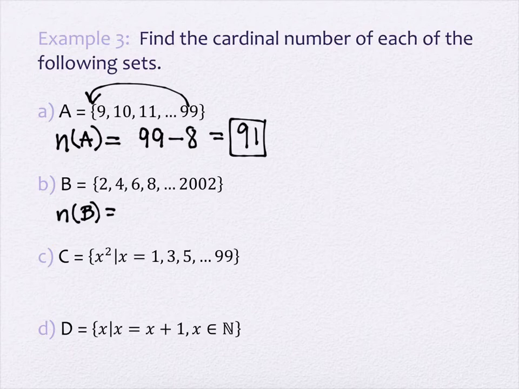So we take our 2002, always the ending number. We subtract off, in this case, 0. It's not a very exciting subtraction, but it is 0. And then because I'm skip counting by 2s, I would divide by 2. So what is 2002 divided by 2? 1001.